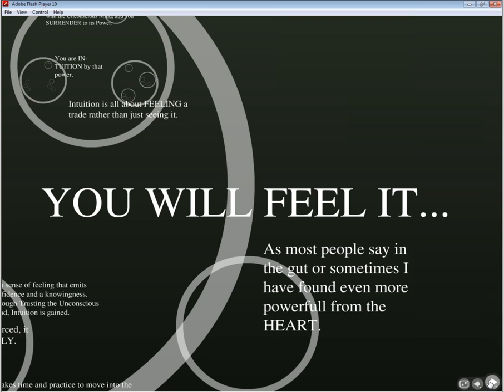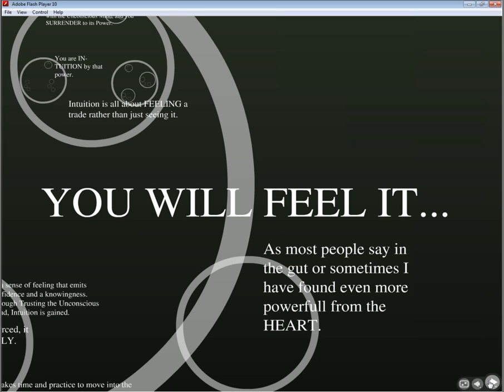Thoughts are very weak compared to feelings alone. Feelings are a very powerful force, if you can get a sense of your feelings. So become in touch with the intuition that you have, quite naturally. As most people say, you generally will feel intuition in the gut, or sometimes what I have actually found is that I feel it within the heart. So my heart tells me what to do. I usually go with my heart.